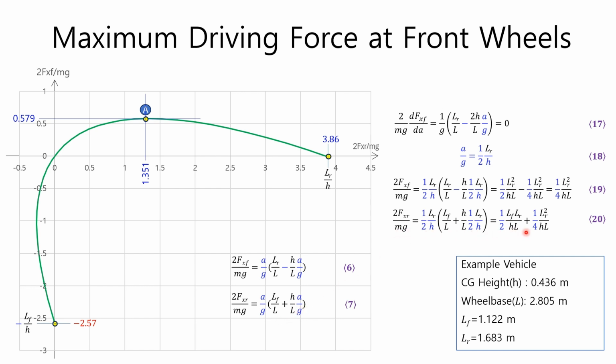In this example, the horizontal coordinate of point A can be obtained as 1.351 by substituting the data in the table and calculating it, as shown in the figure. To summarize the results, the non-dimensional maximum driving force of the front wheels in the example vehicle is 0.579, and the non-dimensional driving force of the rear wheel is 1.351.